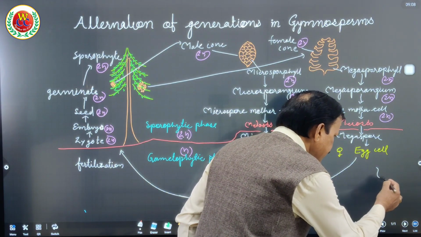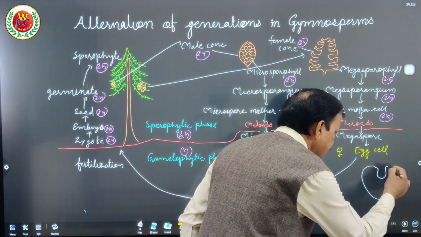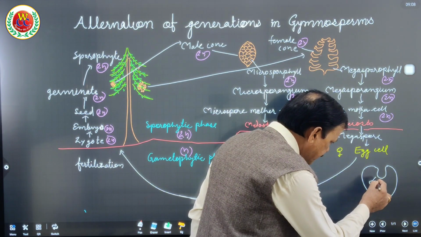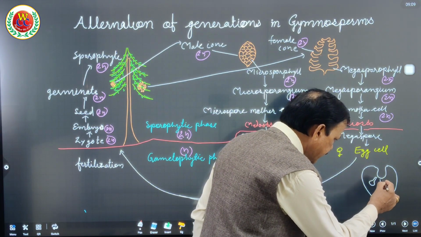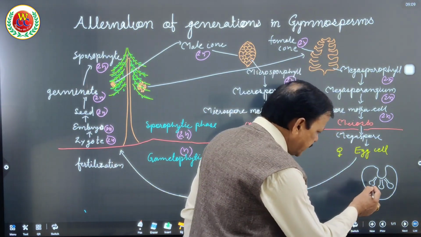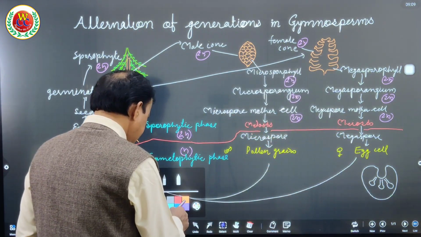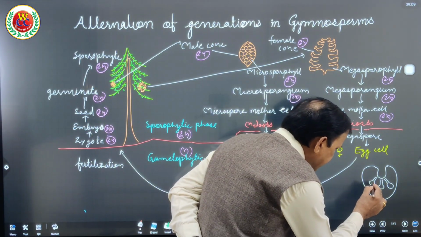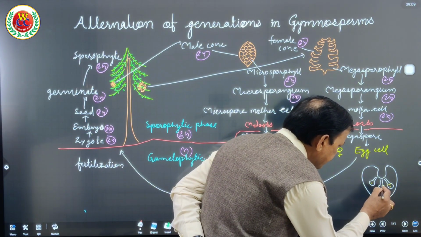This ovule has a chamber above, that is called pollen chamber. It bears archegonia, 2 to 3 archegonia, as they produce more than one embryo. Each archegonium has an egg cell. These egg cells are female gametes.